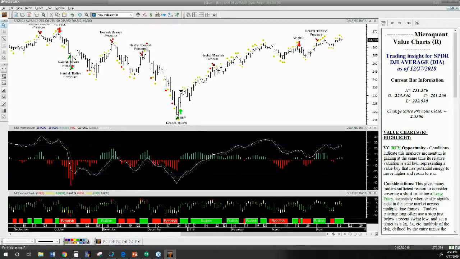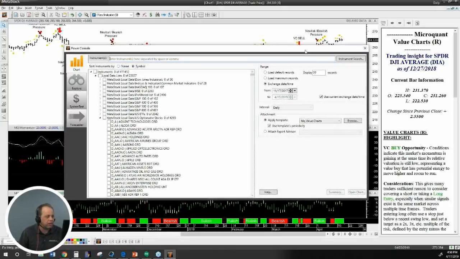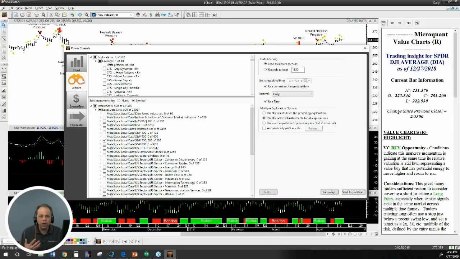So in MetaStock we have this concept of the Power Console, which conveniently enough opened on a different screen. But let me drag it over here so you can see it. And right here, we've got the charts. This is how you open up a chart in MetaStock. If I go to the scanning, we call it Explore, for an exploration. Somebody asked me the other day why we call it exploration, and I thought about it for a minute.